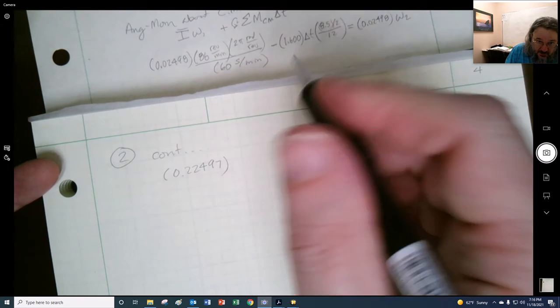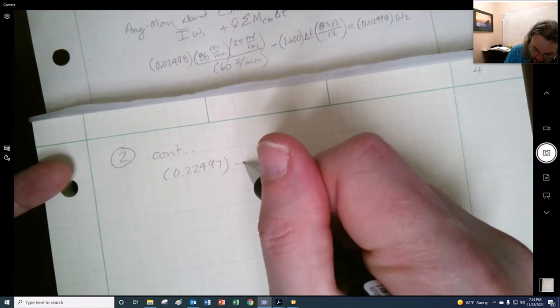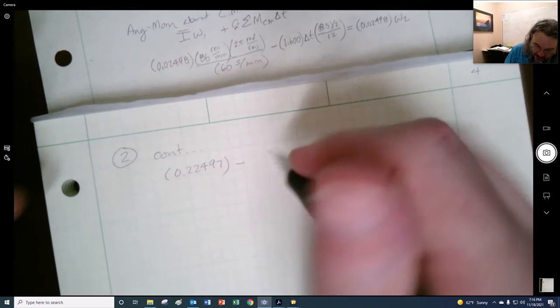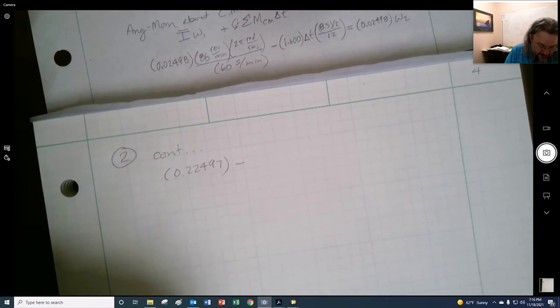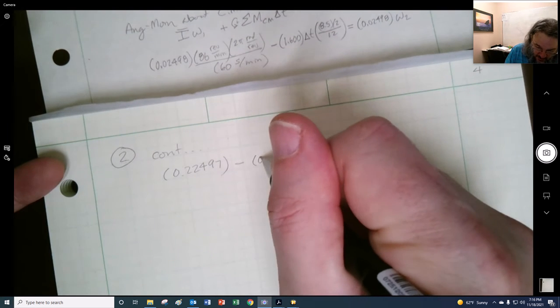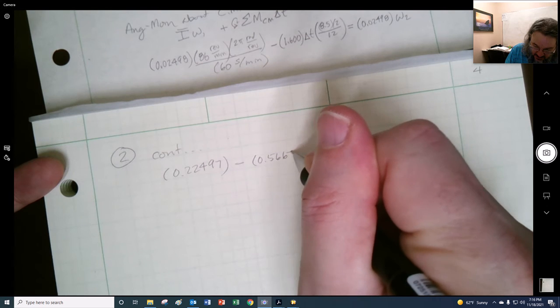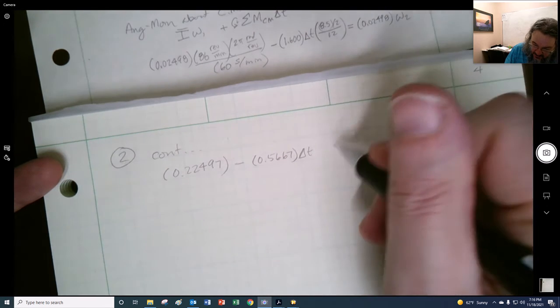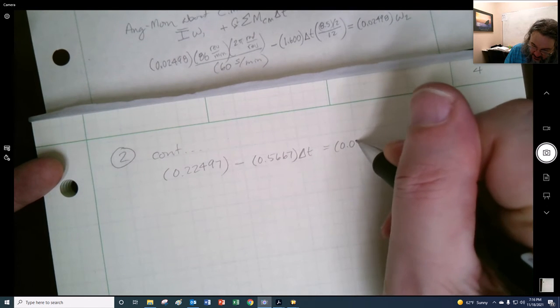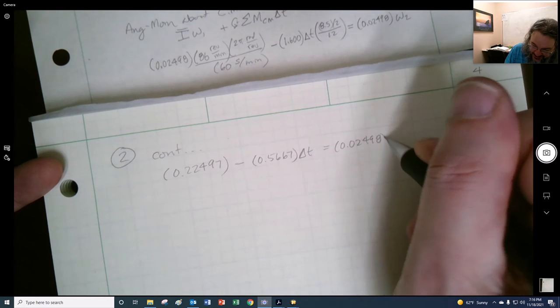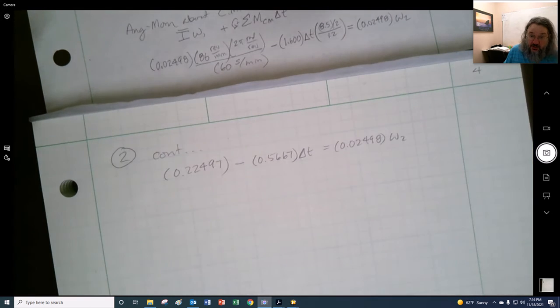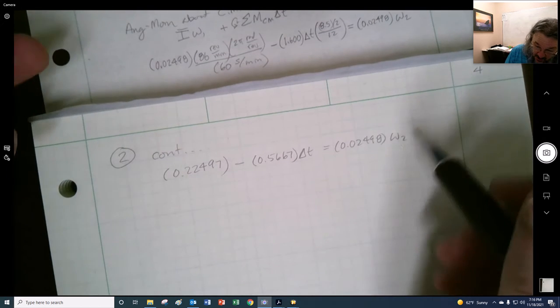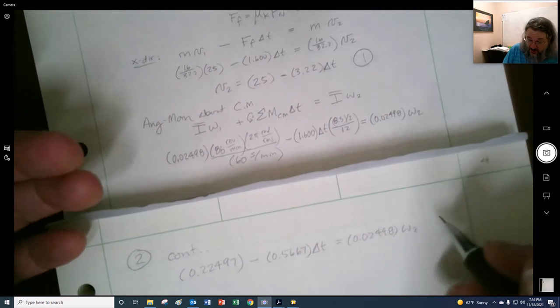0.22497, too many sig figs, minus our, this times the delta t, so 1.6 times 8.5 divided by 2 divided by 12, and so we get 0.5667 delta t. It's going to be equal to 0.02498 omega 2. So this could be our second equation, I guess.